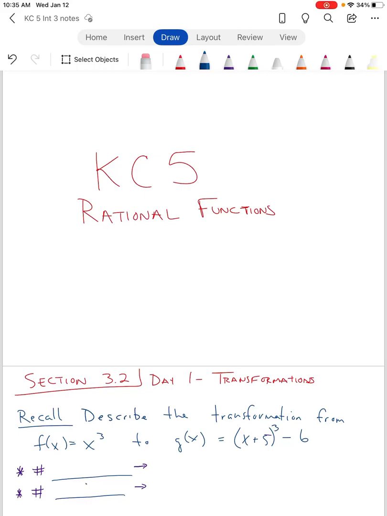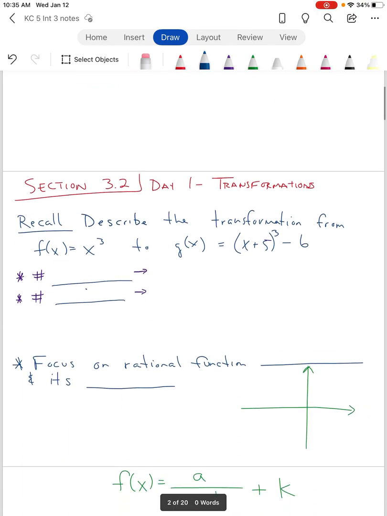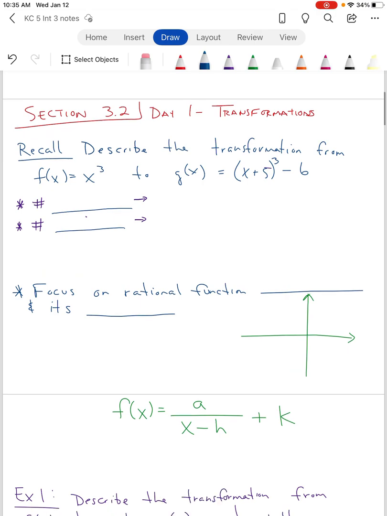Hi everyone, this is KC5 of Integrated 3 on Rational Functions. So we are going to start with section 3.2, day 1, which is on transformations.